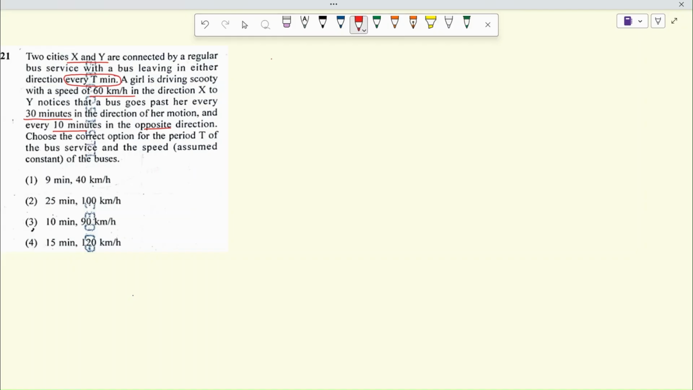Let us say the buses are going with the speed v from both the sides, from X as well as from Y. Let's say this is station X and this is station Y. And the girl is moving in this direction, X to Y, according to the question, with a speed of 60 km per hour. And what is the relative speed between the buses coming from X and the girl? That is v minus 60. Similarly, the relative speed with the buses coming from Y will be v plus 60. Right?